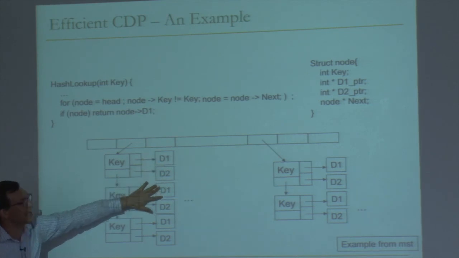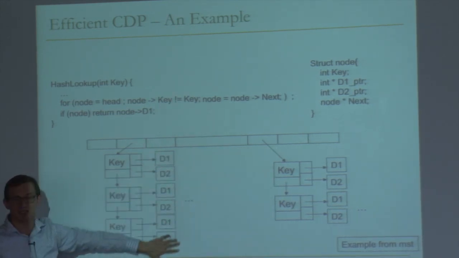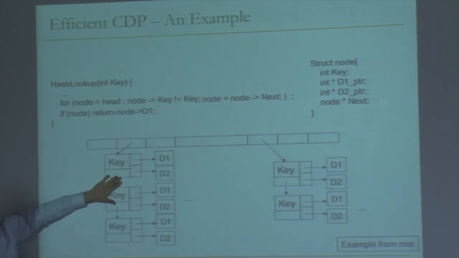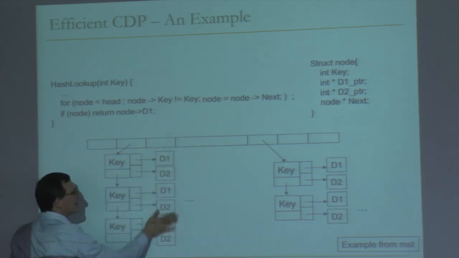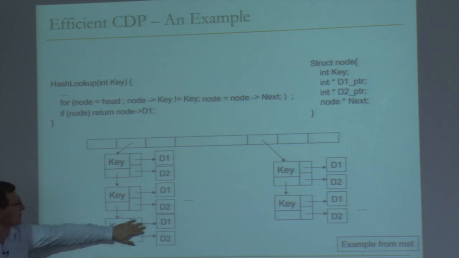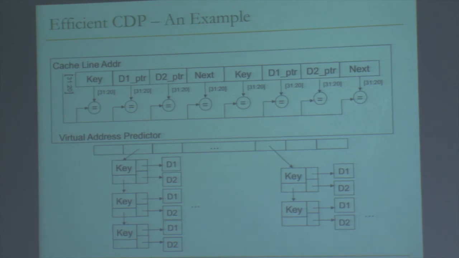It's unlikely that you're going to access these pointers, because these pointers are accessed only if your key actually matches the value that's input. So if you had information, you would really like to prefetch these pointers and not prefetch these pointers. And these are many, many pointers. These could be many, many pointers, actually. In this case, there are two pointers. So that's the idea. If we can somehow determine which pointers are accessed more frequently, we prefetch those pointers.